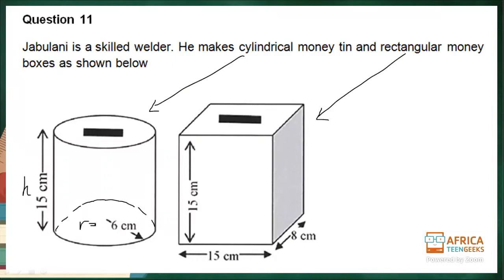Okay? And now, next shape. The next shape is the rectangular box. You have the height of 15 centimeters, the length of 15 centimeters, and then you have the breadth or the width of 8 centimeters. Right? In an exam, always do this. Always identify what each number means.